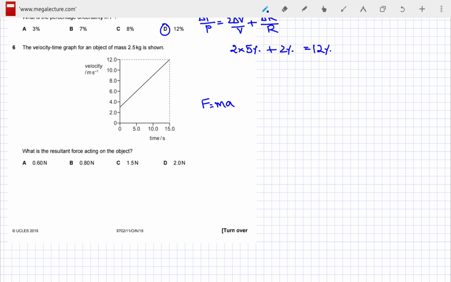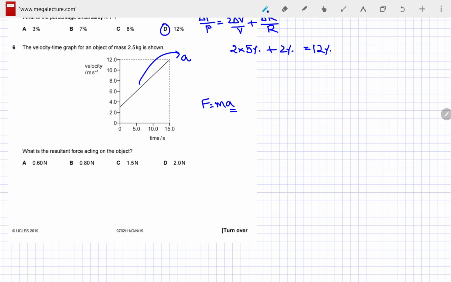Well, the gradient of a velocity-time graph is acceleration, right? So what you do here is you pick 2 points on this graph and find the gradient, and then you multiply it with m. The slope of this graph is going to give you the acceleration. To do that, you simply take 2 points.